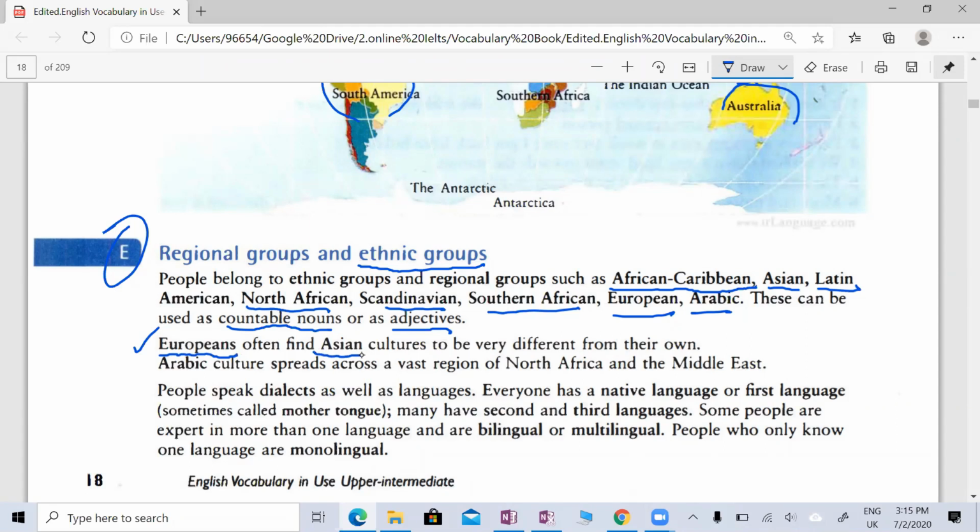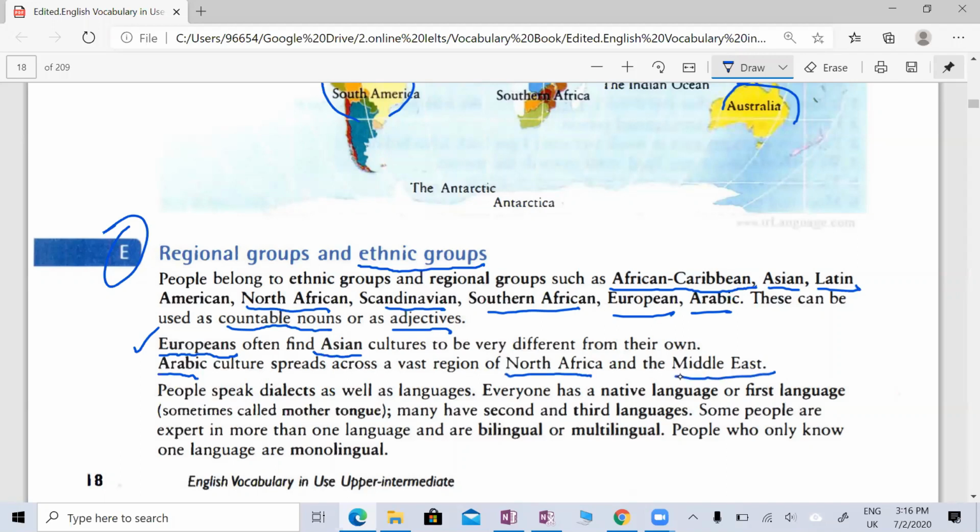Europeans often find Asian cultures to be very different from their own culture. Okay, the next example is about Arabic culture. I mean, the countries which cover the Arab world, like the Middle East. Arabic culture spreads across a vast region of North Africa and the Middle East.